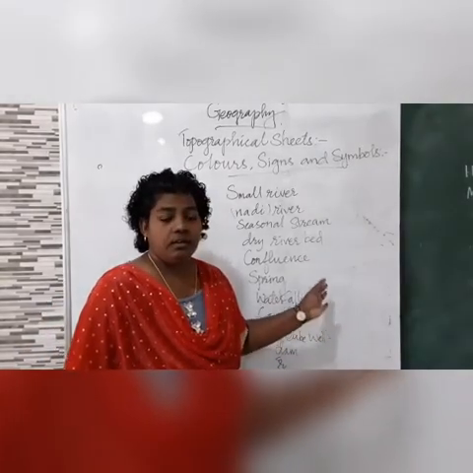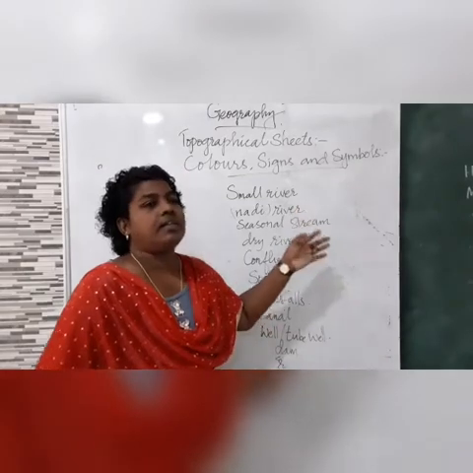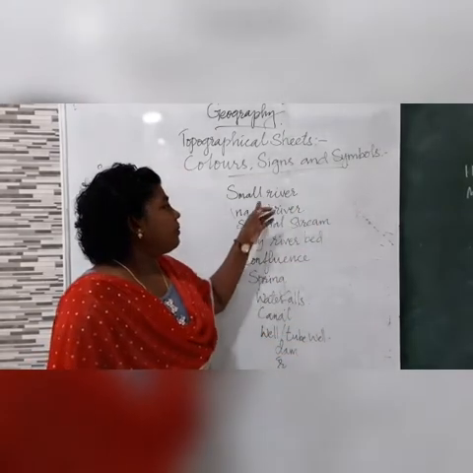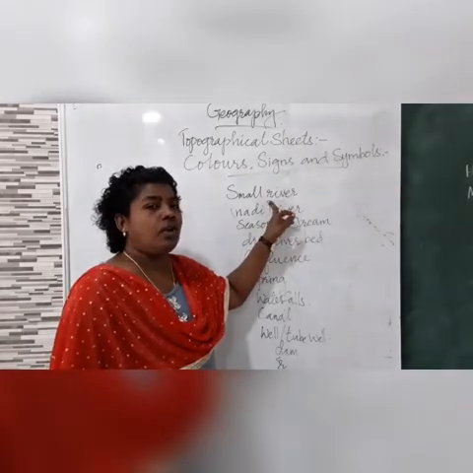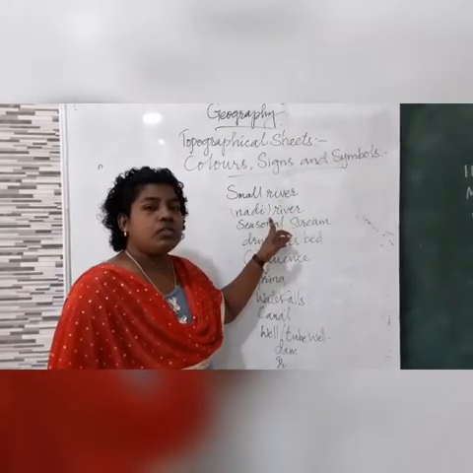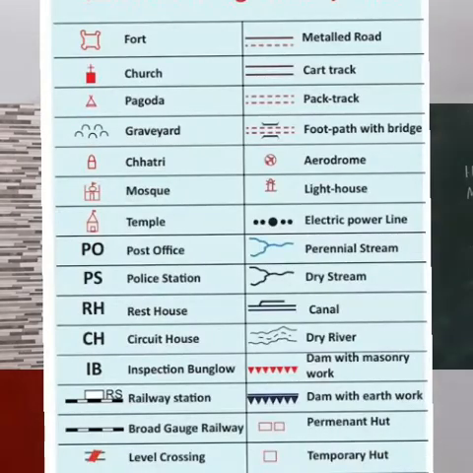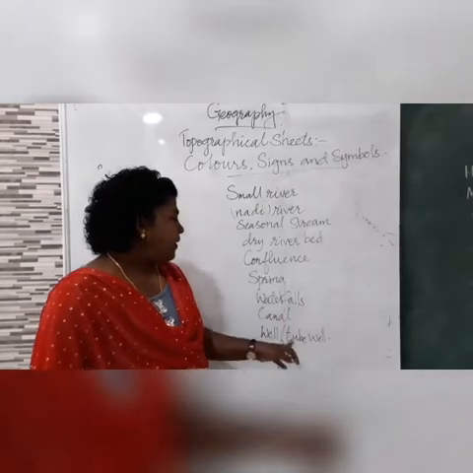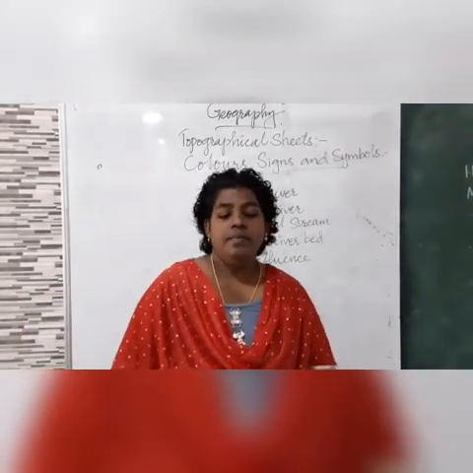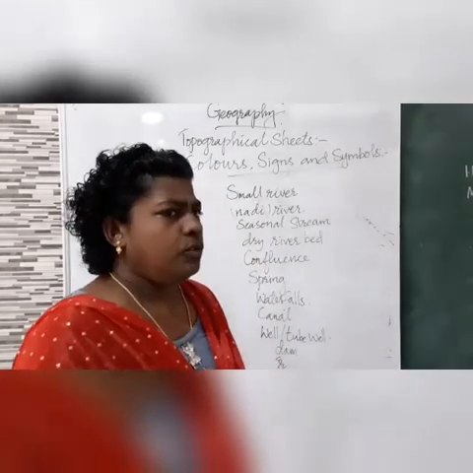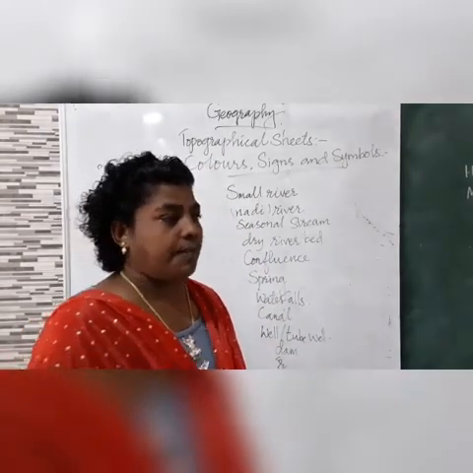In this class you are going to learn about other different signs and symbols. For example, how the symbols are used for small rivers, for a river, seasonal streams, dry riverbed, confluences. What is a confluence? Confluences are the tributaries which join with the main river; that is called a confluence. And springs, waterfalls, canals, wells, tube wells, and also streams.